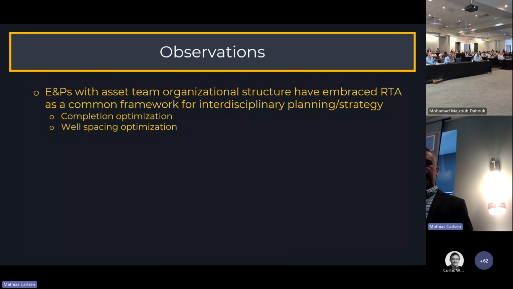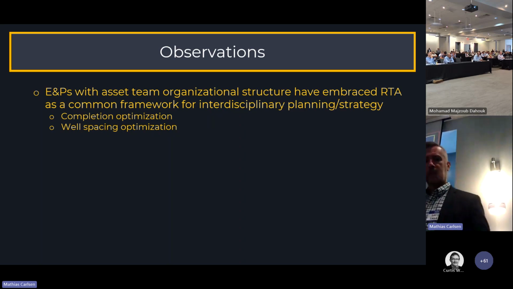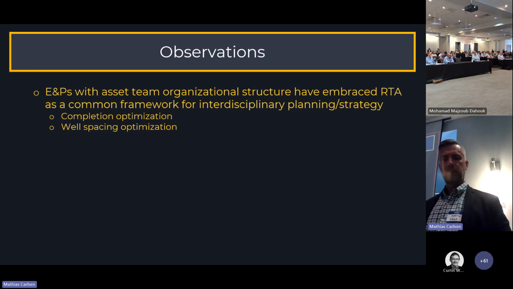And some of the observations I have, just overall, if we take all of this stuff in context: E&Ps with asset teams, asset team organizational structure have really embraced RTA as a common framework for interdisciplinary planning and strategy. It's a common language. The completion engineers now talk to the reservoir engineers using this concept of RTA. Everybody talks about A root K, right? Or LFP, linear flow parameter. That's a number that we can, in a multidisciplinary way, talk about in multiple groups.